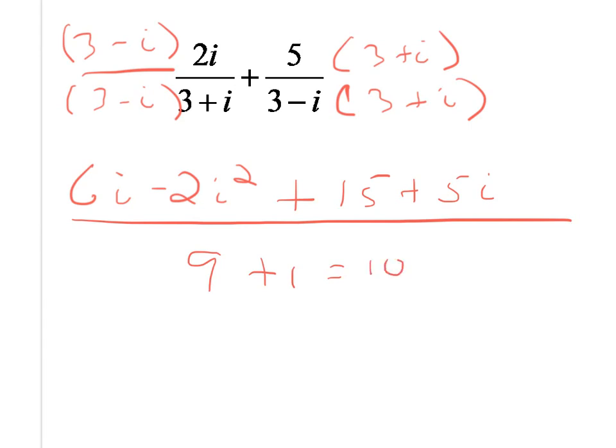Okay, up top I'm going to simplify. I got negative 2i squared, which is positive 2. So I have positive 2 plus 15, which is 17. 6i plus 5i is 11i, all over 9 plus 1, which is 10.